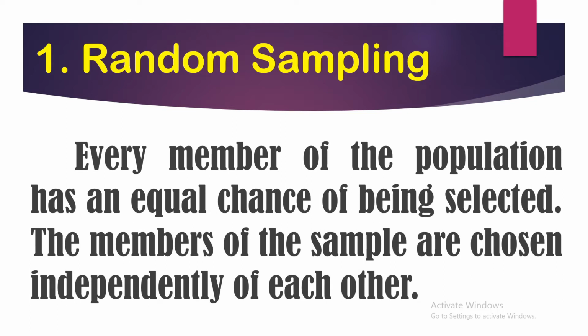First sampling technique is the random sampling. When we say random sampling, every member of the population has an equal chance of being selected. The members of the sample are chosen independently of each other. So for the random sampling, there is no bias in the process of selecting the sample, because each member of the population has an equal chance of being chosen.